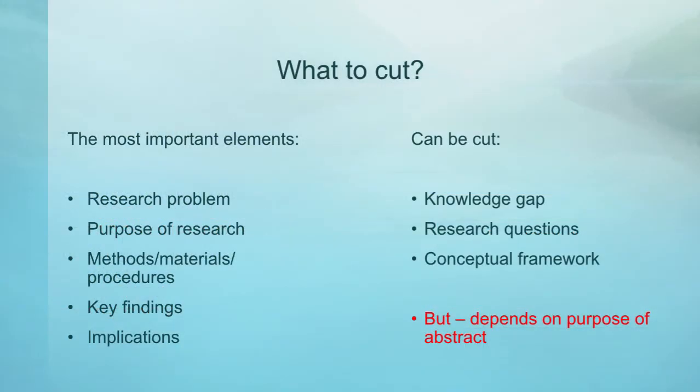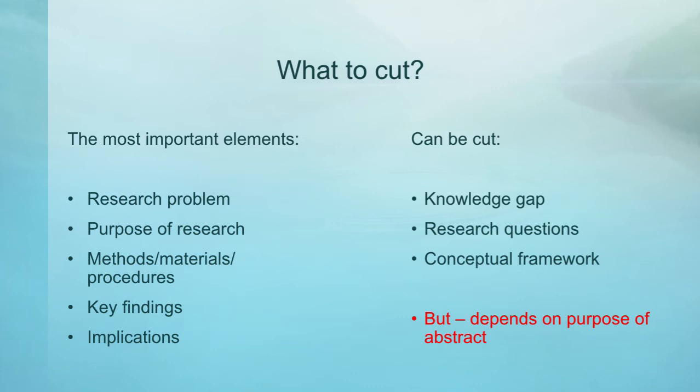So given that abstracts are often very short, and what I've just told you to put into the abstract can end up being quite long, what can you cut if you need to cut? And if you only have 250 words, what are the most important elements? So the most important elements are the research problem, the purpose of the research, the methodology, methods, materials, procedures, how you went about doing it, the key findings, and then that key message, either the implications or the key message. What can be cut would be the knowledge gap, the research questions, the conceptual framework. But again, it really depends on your discipline and it depends on the purpose of the abstract.